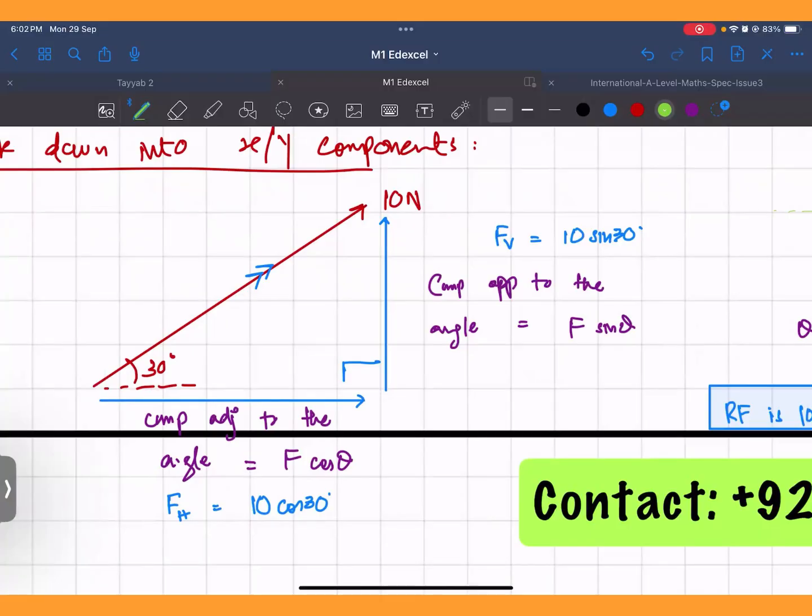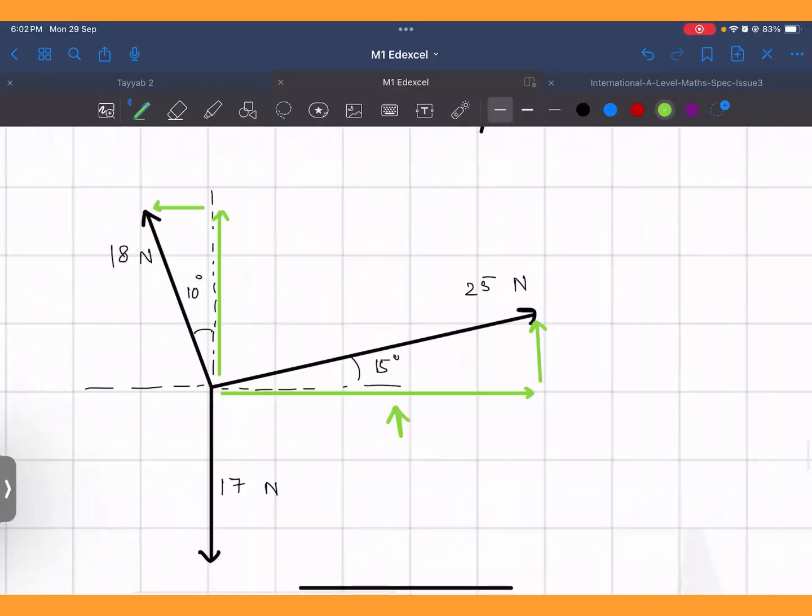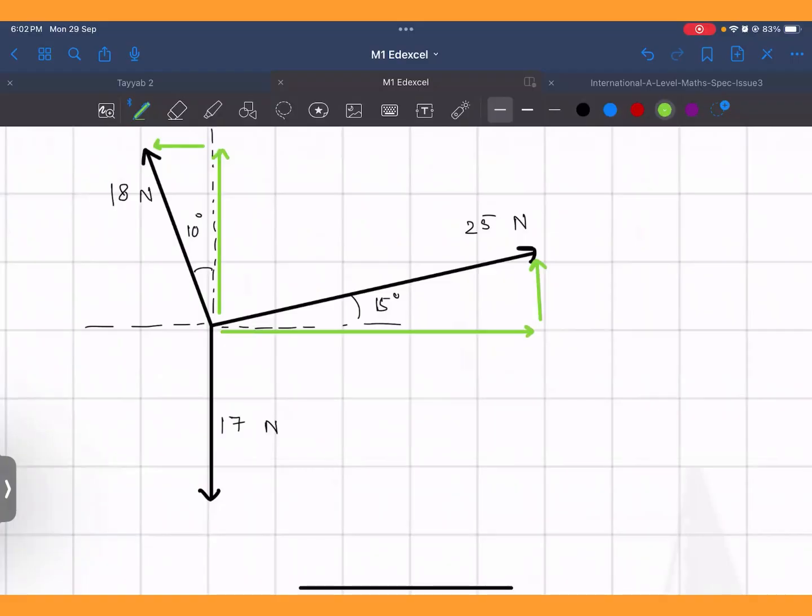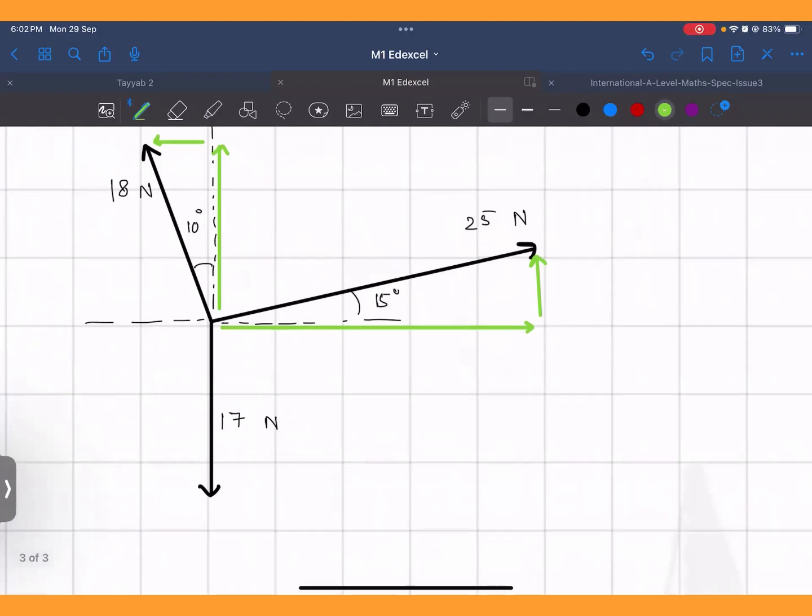Sorry, which component are you talking about? The component adjacent to the angle, this one. Oh, sorry. I thought you're talking about the 18 Newton one. So for that one, that is 25 cos 15, and then the vertical is 25 sine 15.